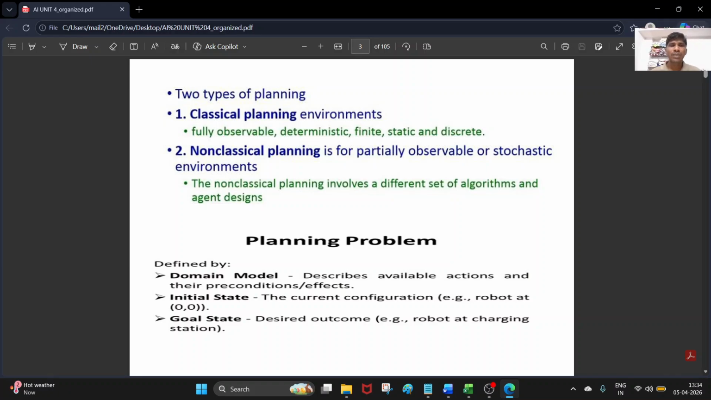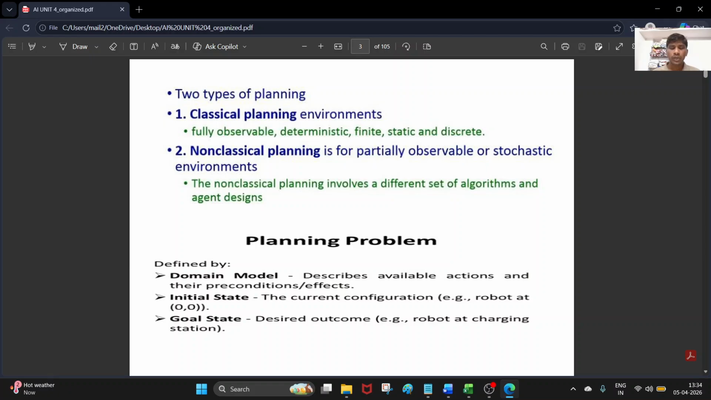In classical planning, the environment may be fully observable, deterministic, finite, static, and discrete. Whereas in non-classical planning, the environment is partially observable or stochastic. So planning problems are defined by domain models, initial states, and goal state.